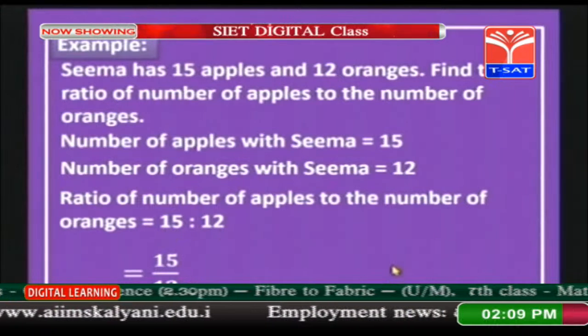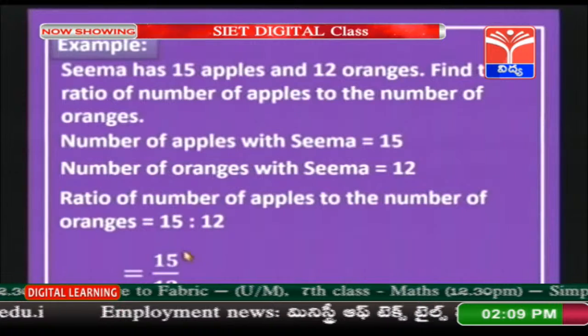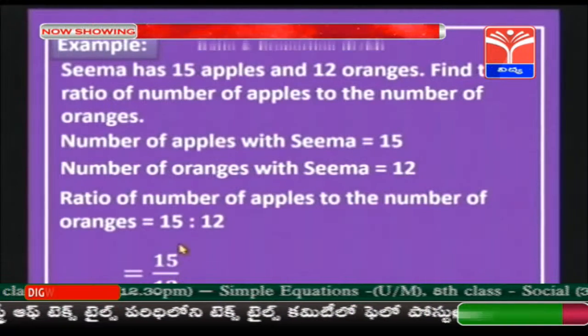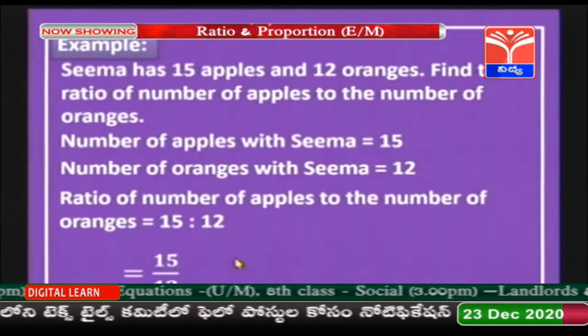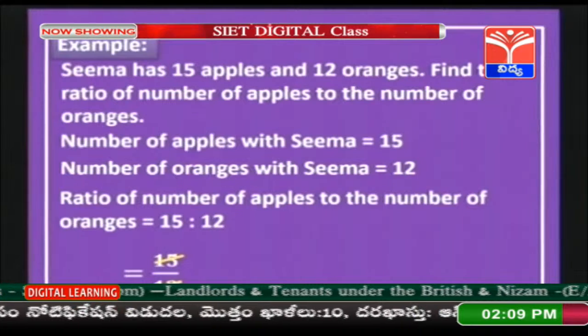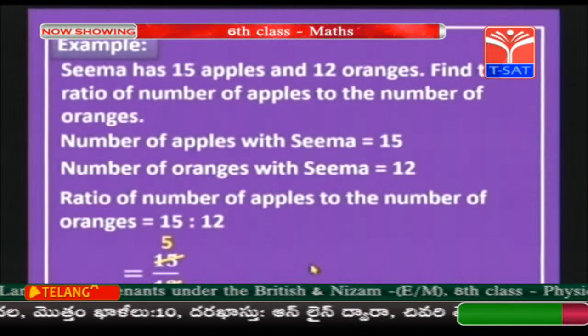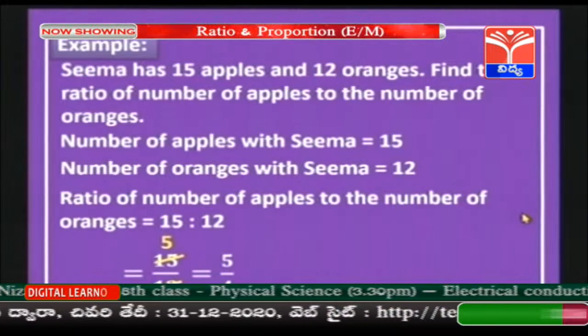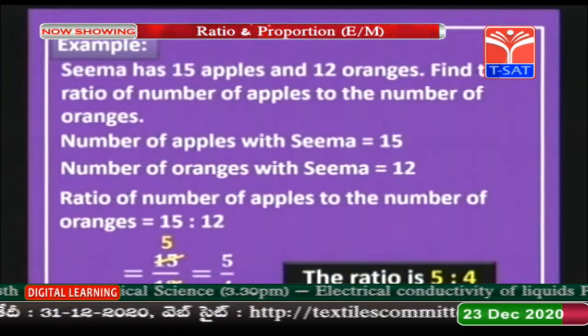Now is there any common factor in these two numbers, children? Yes. Here 12 is divisible by 3, and 15 is also divisible by 3. Now let us divide with 3, children. 3 goes 4 times in 12, whereas in 15 it goes 5 times. What did you get? Yes, 5/4. So the ratio is 5:4.